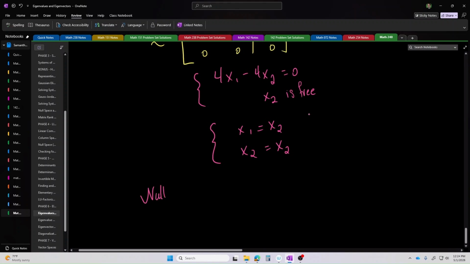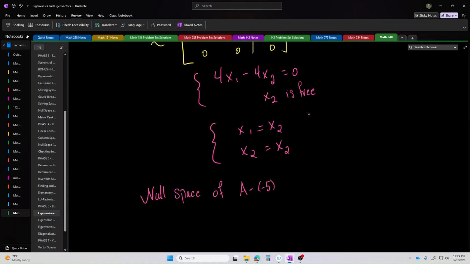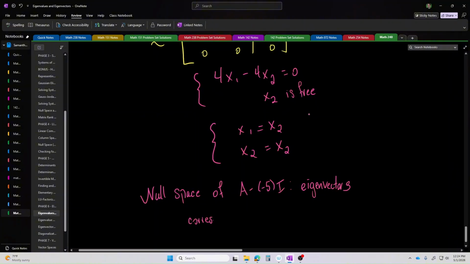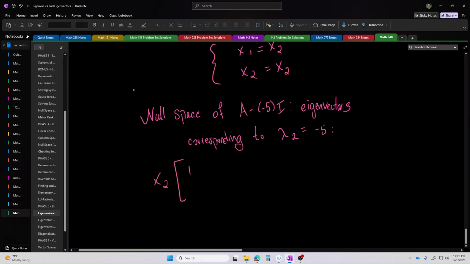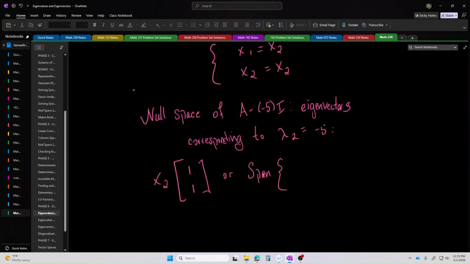So the null space of A minus negative 5 times I, which is the set of the eigenvectors corresponding to an eigenvalue of negative 5, we can find that all of those eigenvectors have the format x2 times (1, 1), or in other words, all the vectors that are spanned by (1, 1).